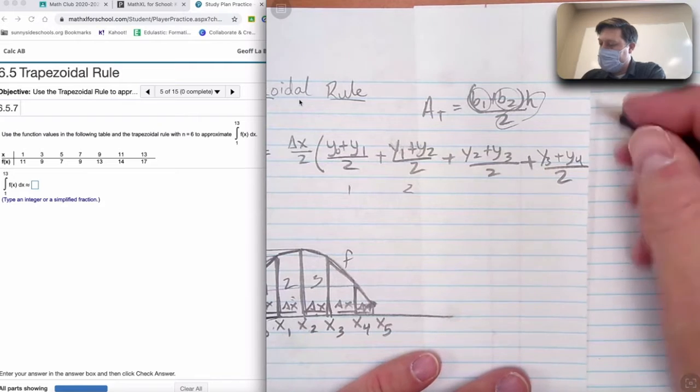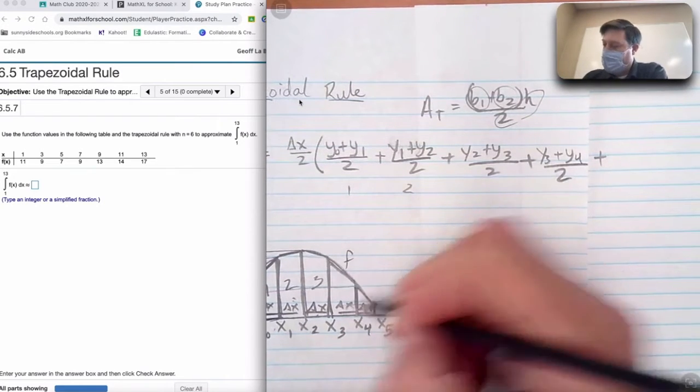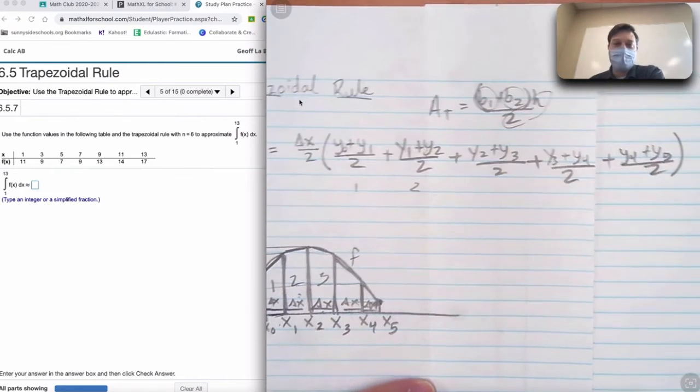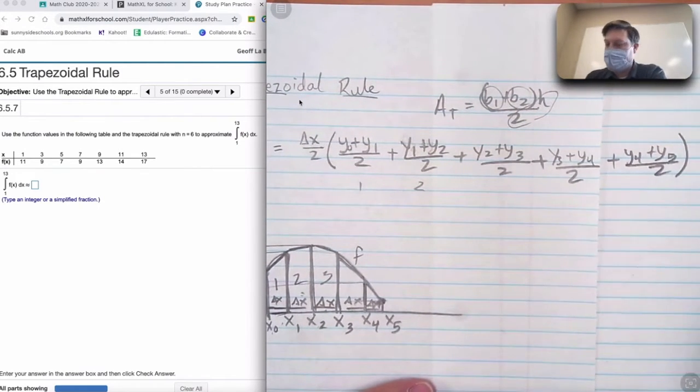Let's get some extra paper out here. That extra paper allows us to do one more, y4 plus y5. Let's see, y1, y2, y3, y4, they're all mentioned twice.